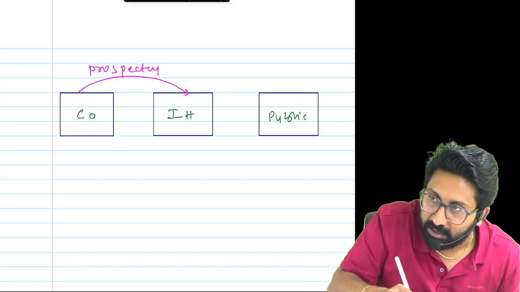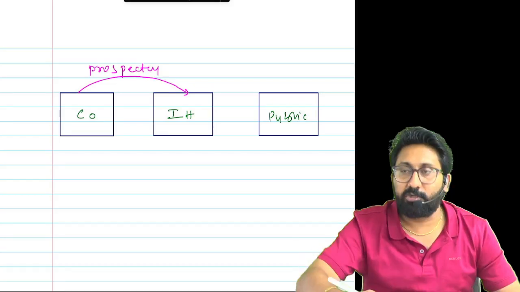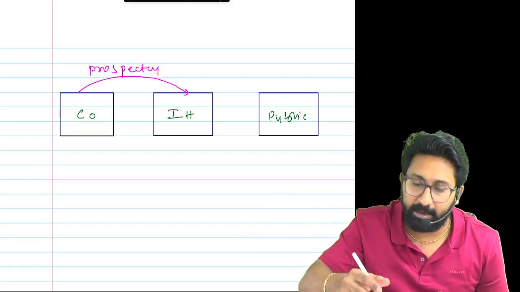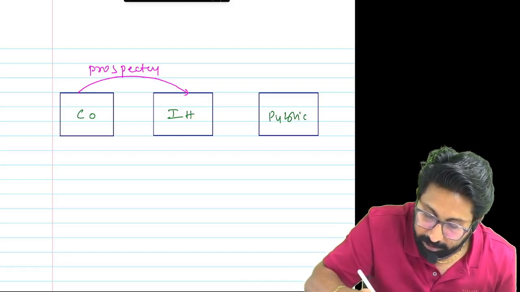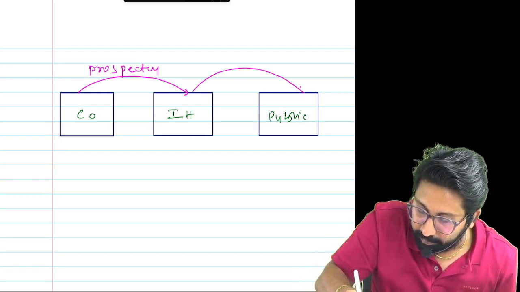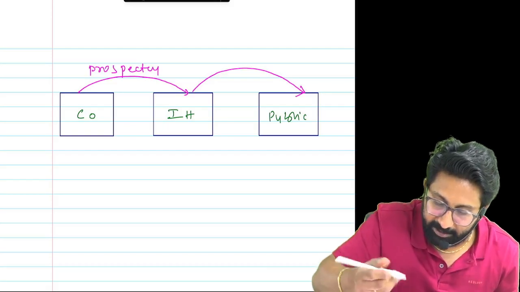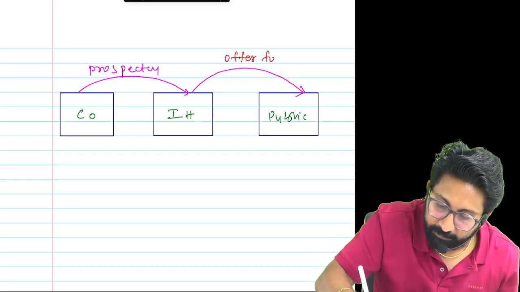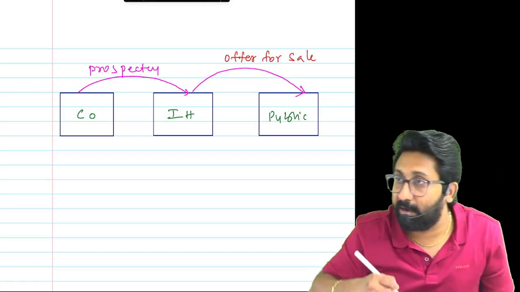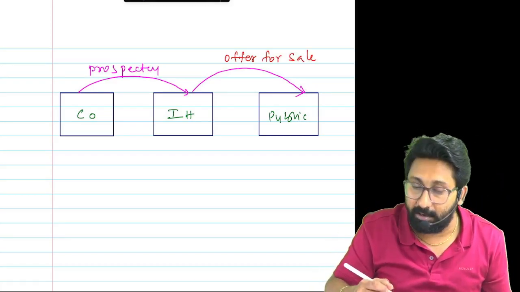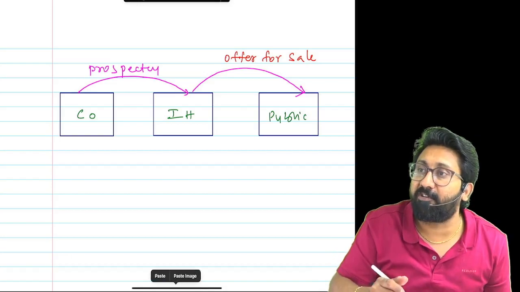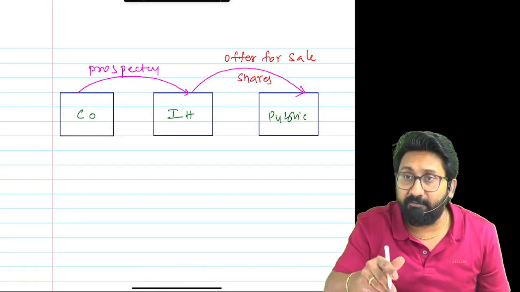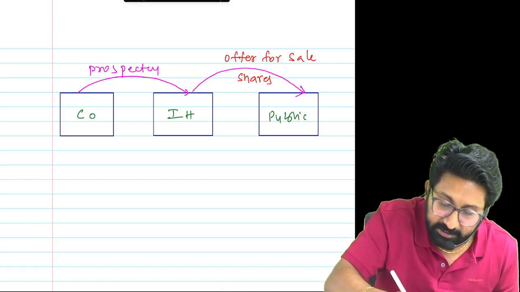Shall we? See here. The issue house took the prospectus and believed in the company. Now the issue house will tell the public by way of an offer for sale. What will it offer? It will offer the shares for sale. So from where is the issue house getting the shares?